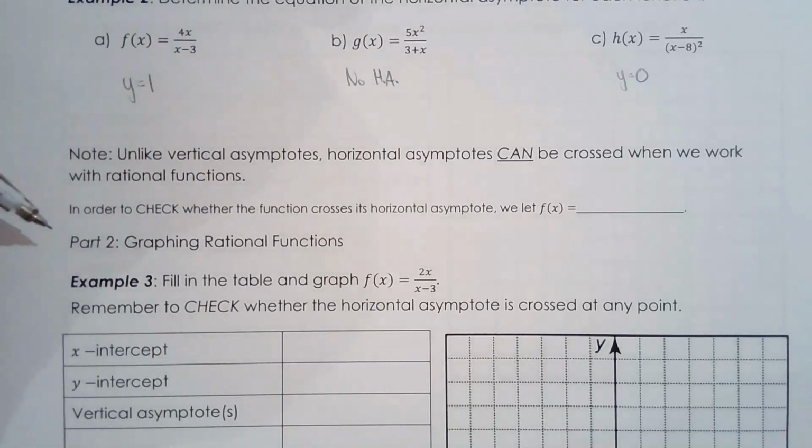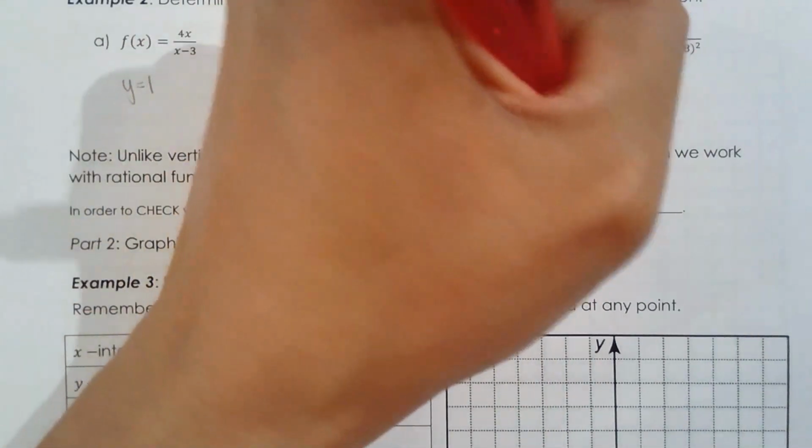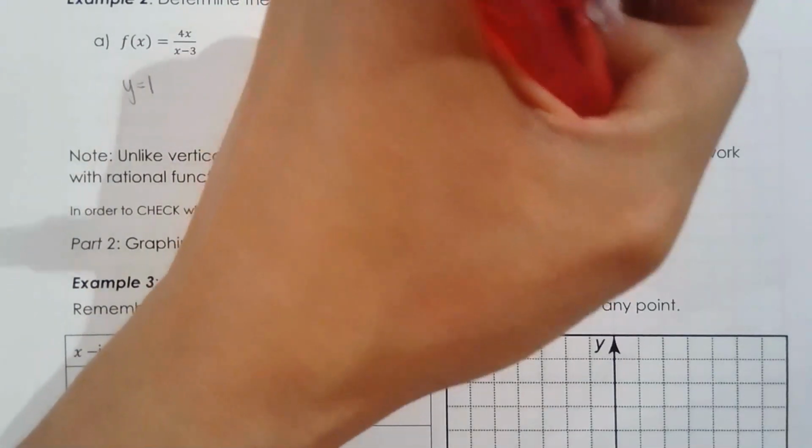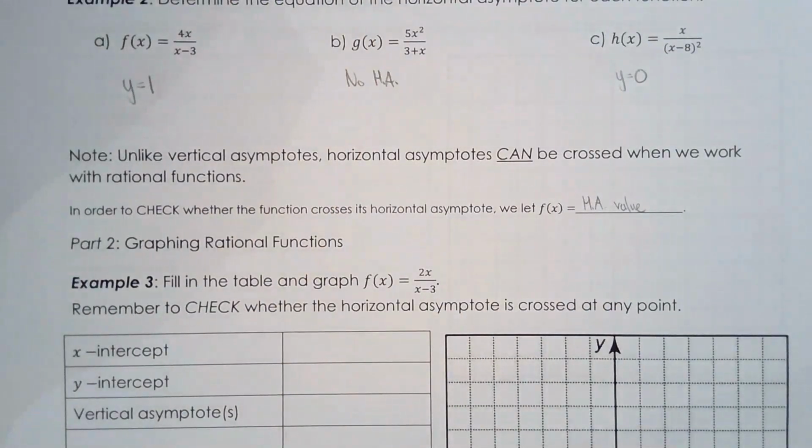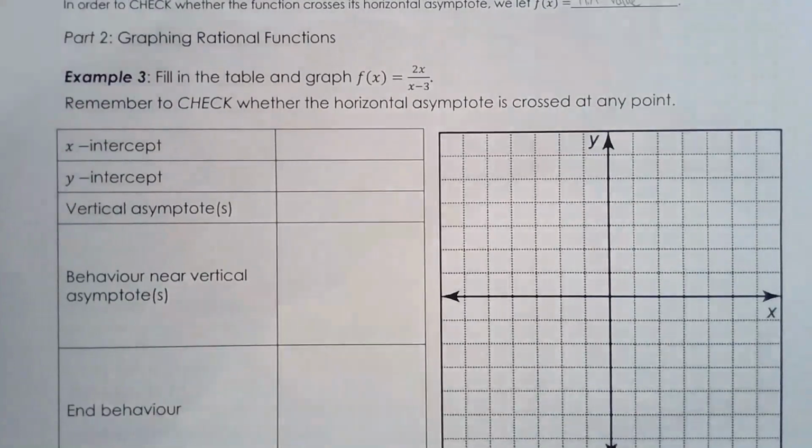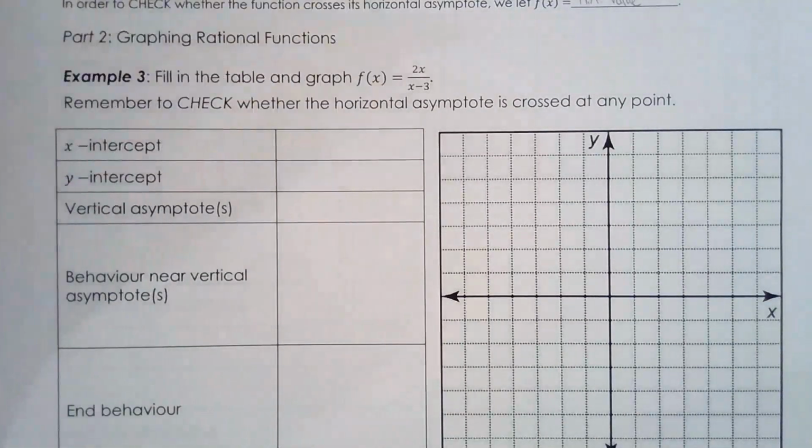So how do we check whether we cross a horizontal asymptote? What you do is you let f of x equal the horizontal asymptote value. So let's say the horizontal asymptote is y equals 1, you let f of x equal 1 and see if it crosses. It may not cross, but you don't know that until you do the math. All right, so we're going to do what we did before. We're going to graph the rational function, so linear over linear.